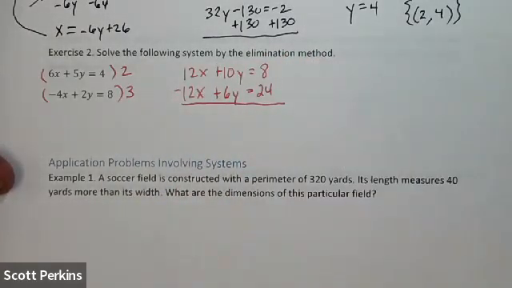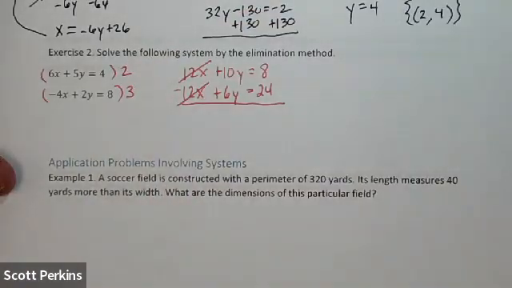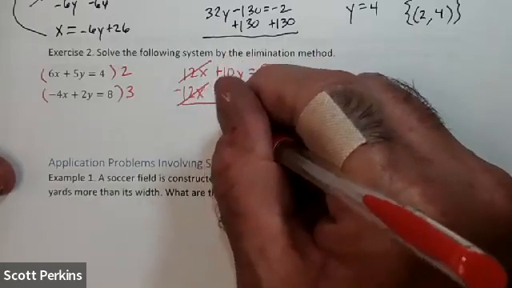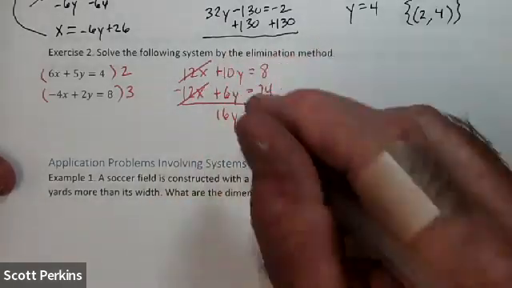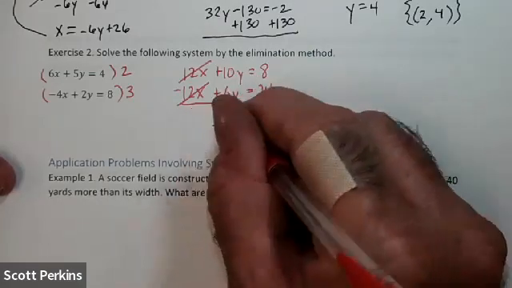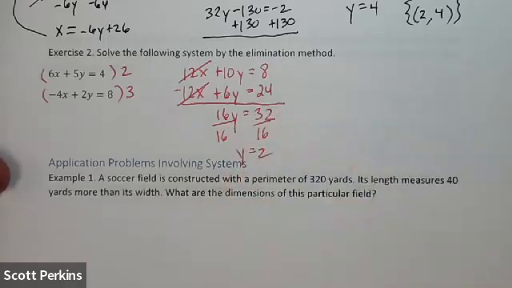Now I add the equations together, 12x and -12x, those are eliminated. That's the whole premise of the elimination method. 10y and 6y is 16y, and then 8 and 24 is 32. Gonna divide, and I get y is equal to 2.